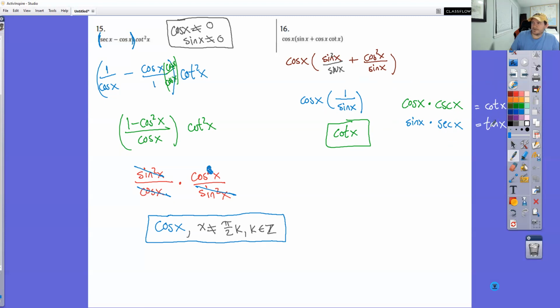These also happen to be nice little rules that link all the co-functions and all the non-co-functions. Cosine, cosecant, their product is cotangent. That's kind of neat. Sine x times secant, their product is tangent. That's kind of neat. So you might want to memorize that. I'm sure those will come in handy. But then again, if you use that as you show your work, I might get all mad and say, you haven't shown enough work.